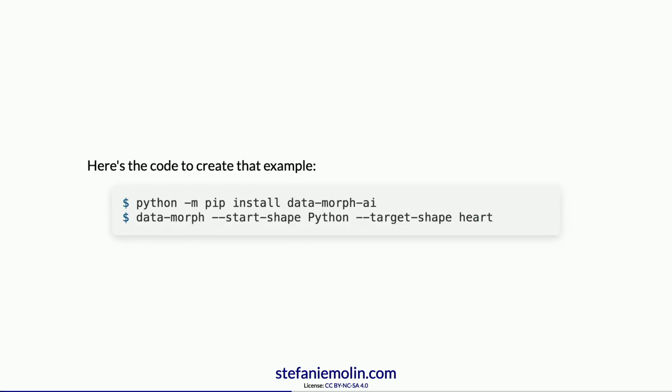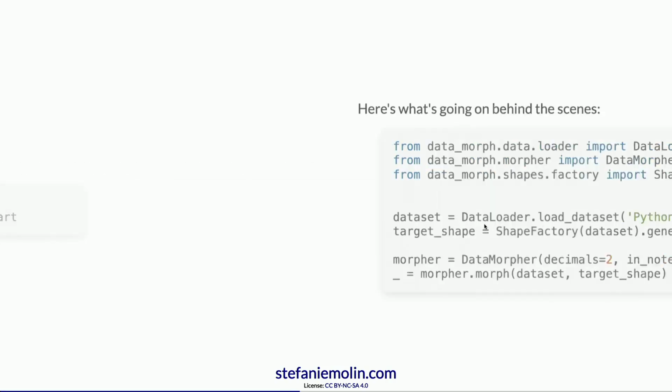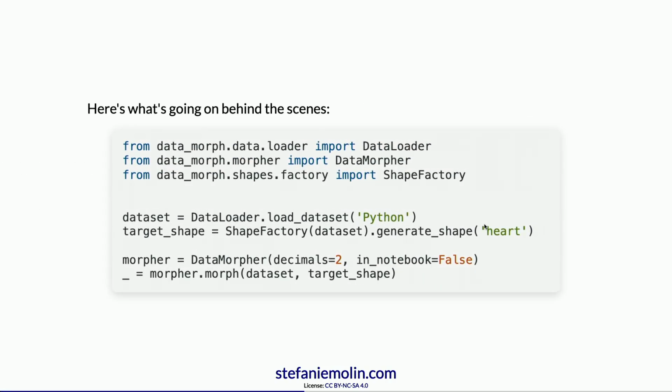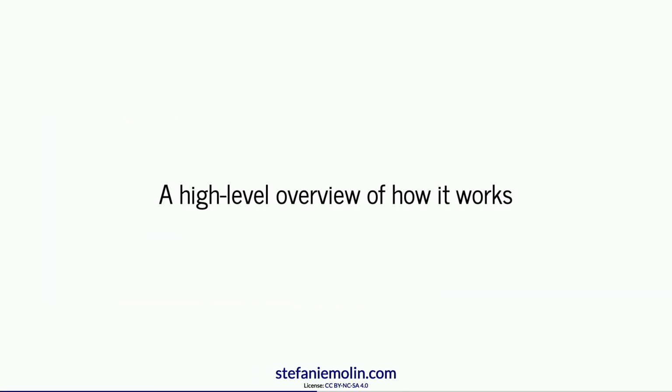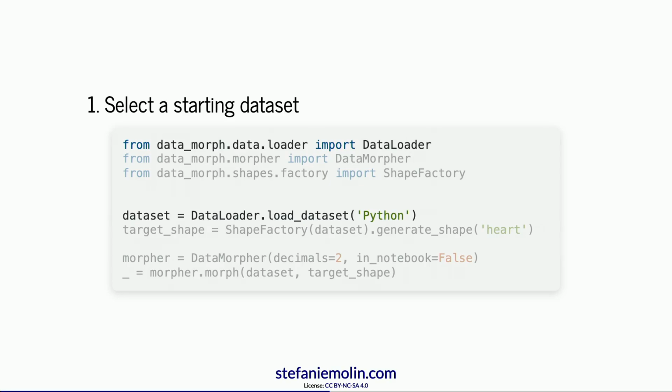So to create that, first, you can install the Data Morph package from either PyPI or Conda Forge, and then that provides an entry point called Data Morph, which you can call on the command line, saying that you want to start, in this case, from the Python logo, and convert it into a heart. So under the hood, this is a high level of what's going on, and I want to walk through each of those steps. So the first thing that we have to do is select our starting data set.